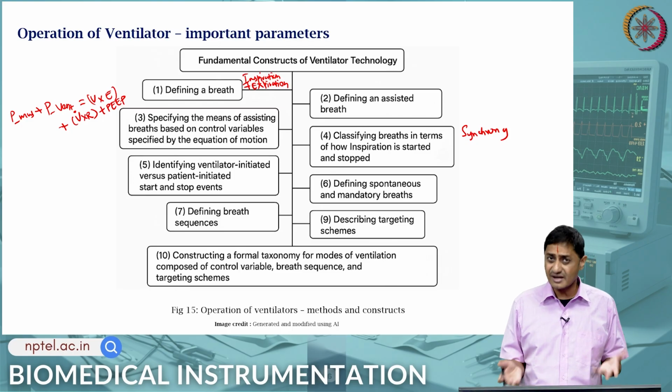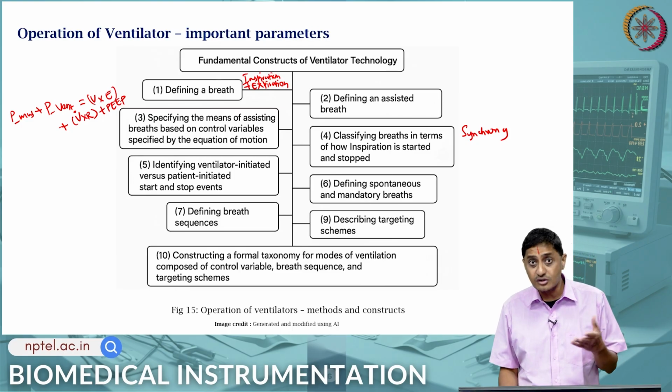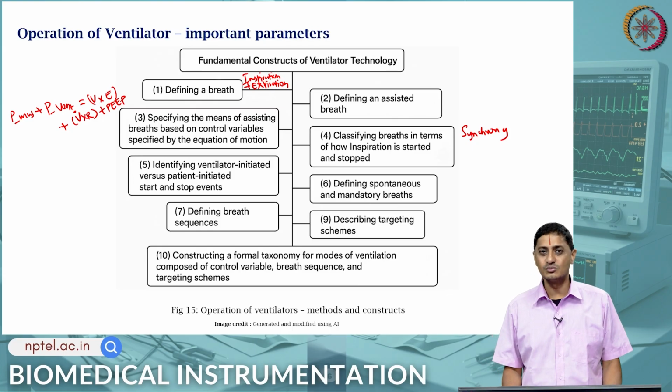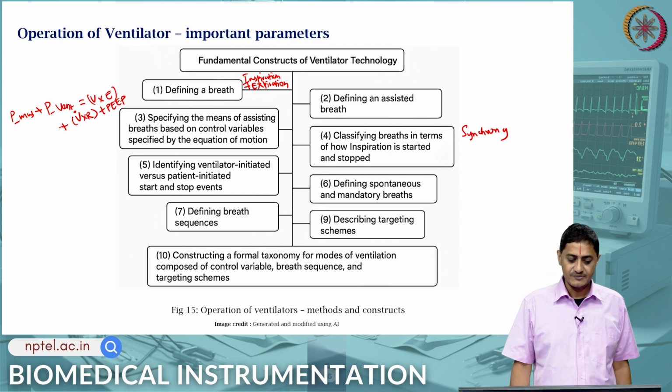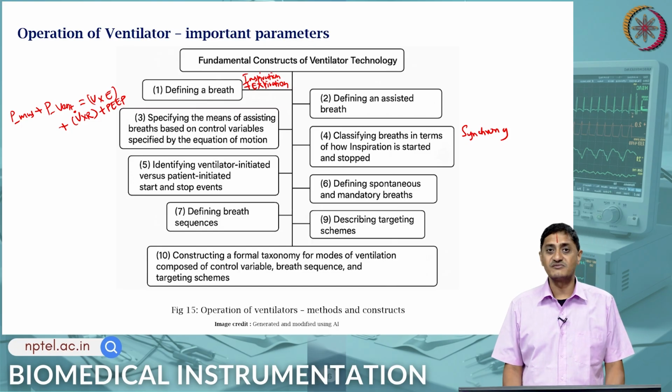Too much air can also cause patient discomfort. Too much food can also cause problems, is it not, like too much food can become poison, too much air can also cause discomfort to the patient, which is also not a good situation. Fifth is the need to identify ventilator versus patient initiated start and stop events.